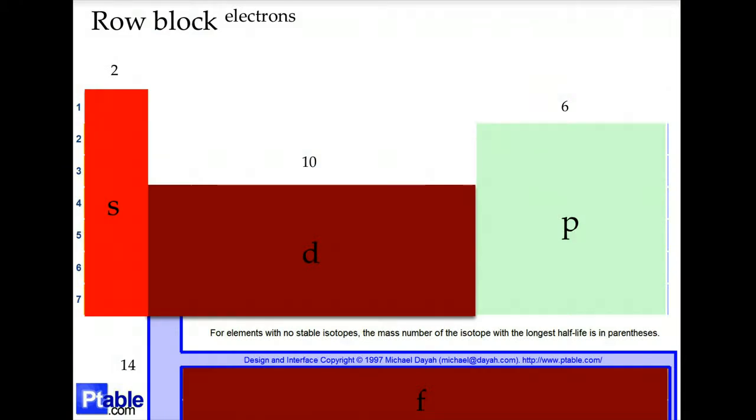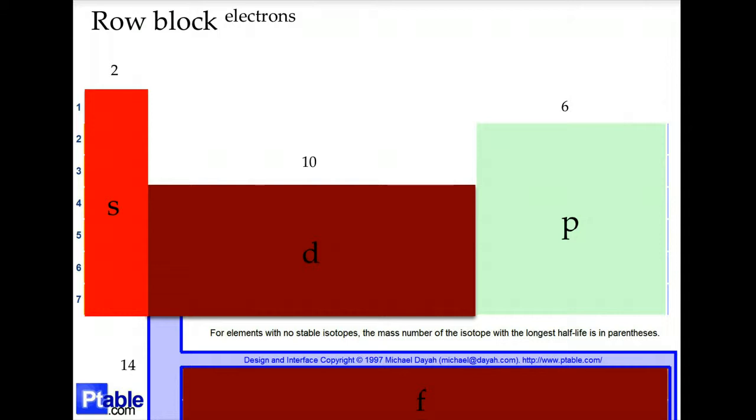Okay, now the format for writing electron configuration is we're first going to write the row number. And if you'll look at this periodic table, you'll see on the left-hand side, the rows are numbered 1, 2, 3, 4, 5, 6, 7. And remember, those correspond to how many electron shells the element has. So those on row 1 are just going to have 1 electron shell. Those on row 2 will have 2 electron shells, and so on.